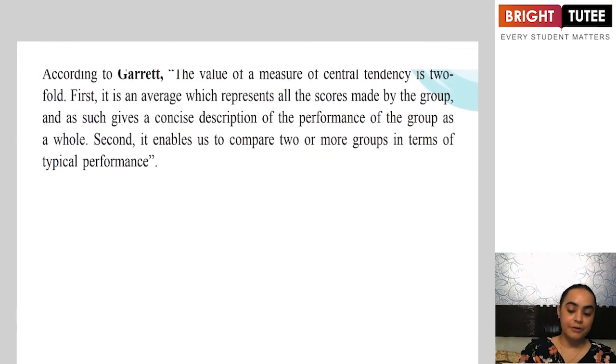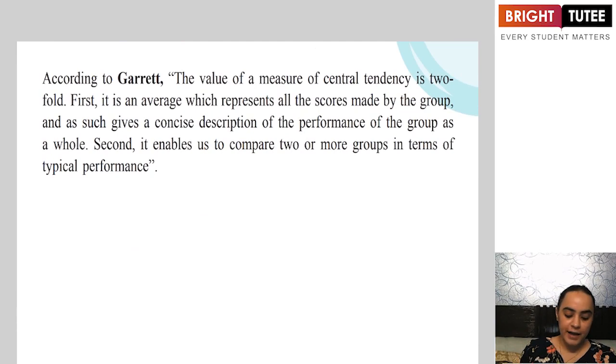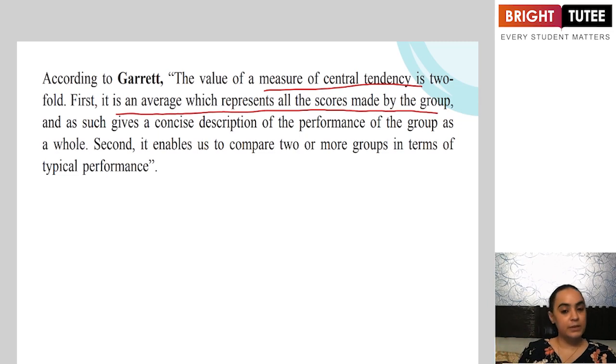Now, according to Garrett, another psychologist, the value of measure of central tendency is twofold. It takes place in two stages. First, it tells you an average which represents all the scores made by the group. So first we derive the average score out of something, and it gives us a concise, very short, precise description of how the entire group has performed, right? Second, it is going to help us to compare two or more groups together when we talk about performance, right?